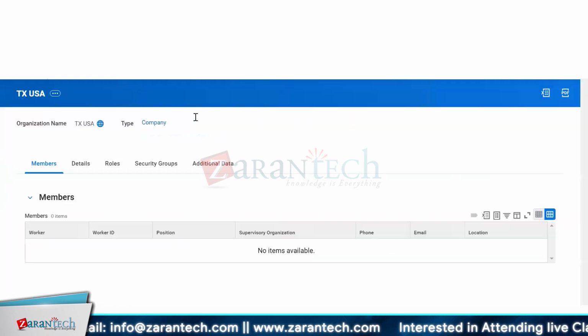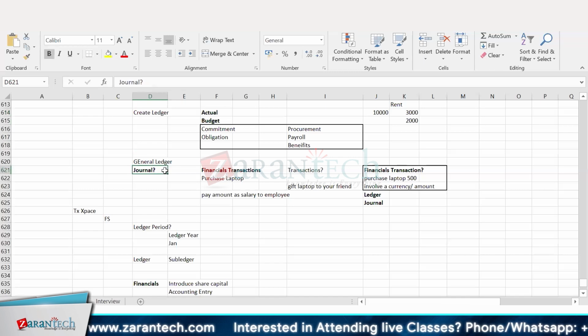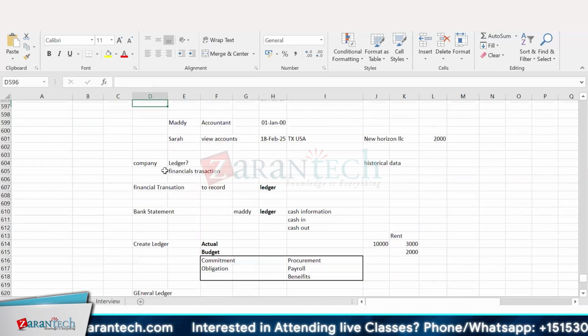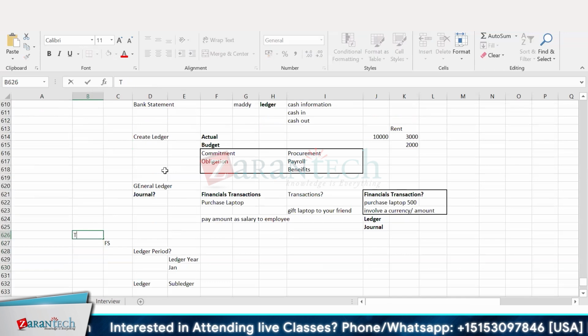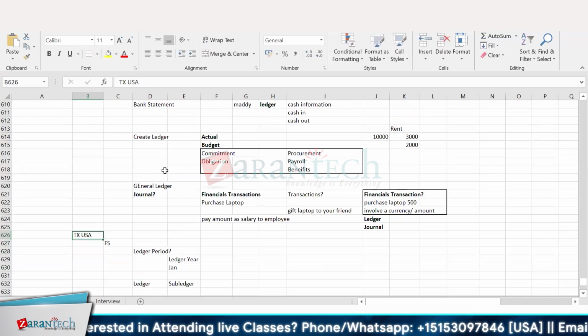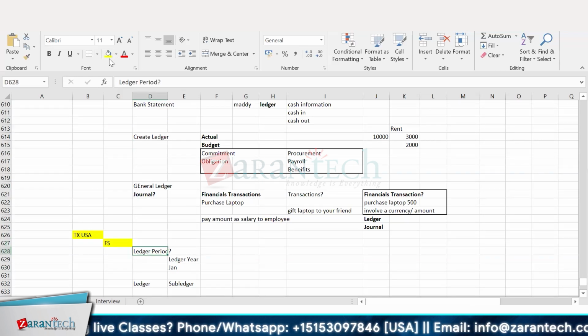So how are we going to do that? For the period open, if it is your first company and first-time definition, then we discussed this point last time. If I visit here my company TX USA, this was my company, this was my fiscal schedule, and this is my ledger period that I need to open.